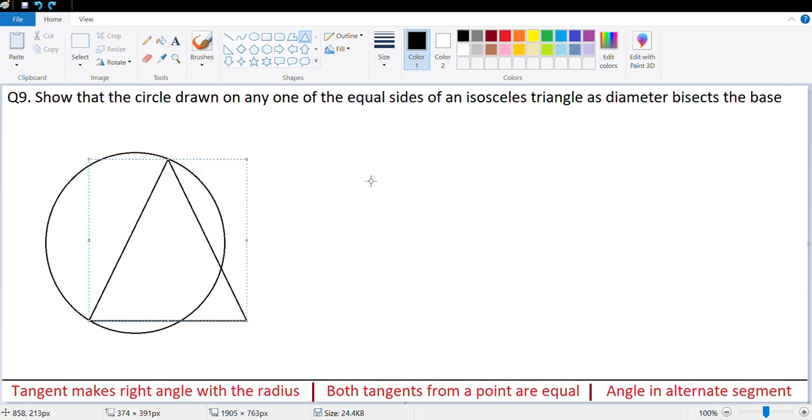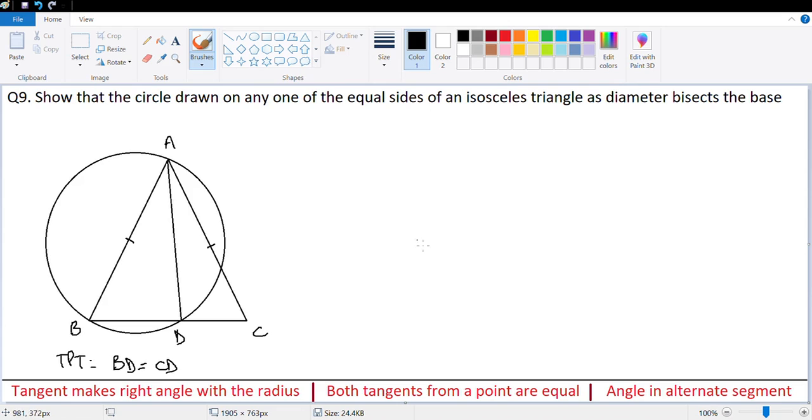Done. So this is the diameter. Let's name this A, B and C. AB and AC are given equal. We need to prove that the circle drawn on any one of these equal sides as diameter bisects the base, which means, let me join AD. What we need to prove is BD is equal to CD. That's what we need to prove.